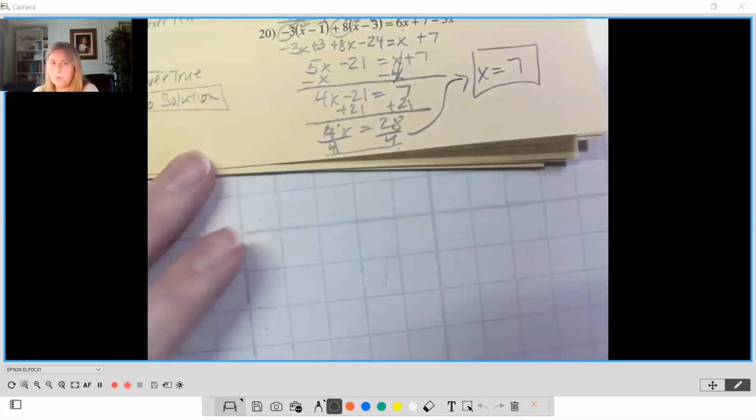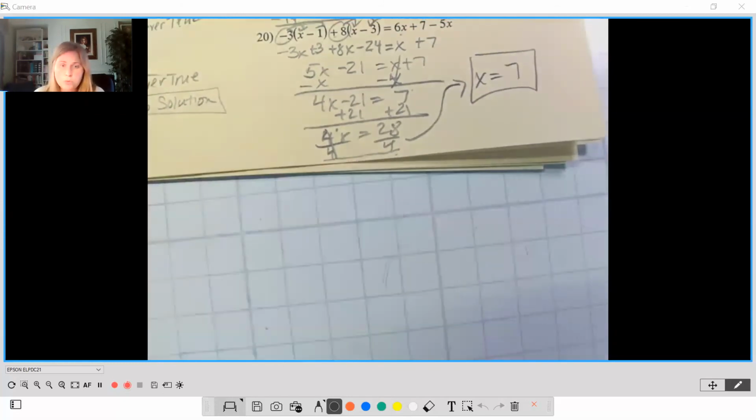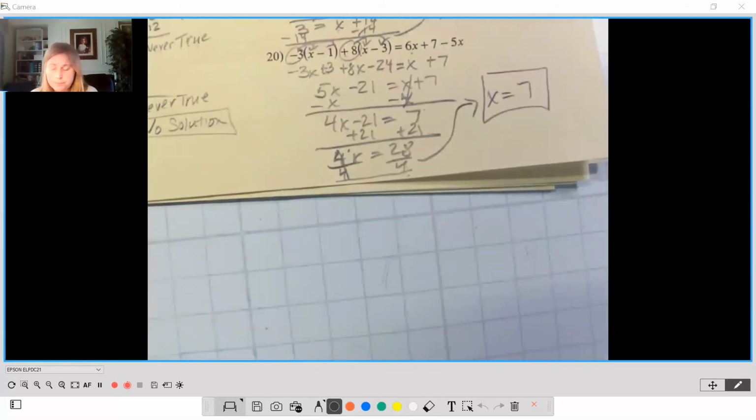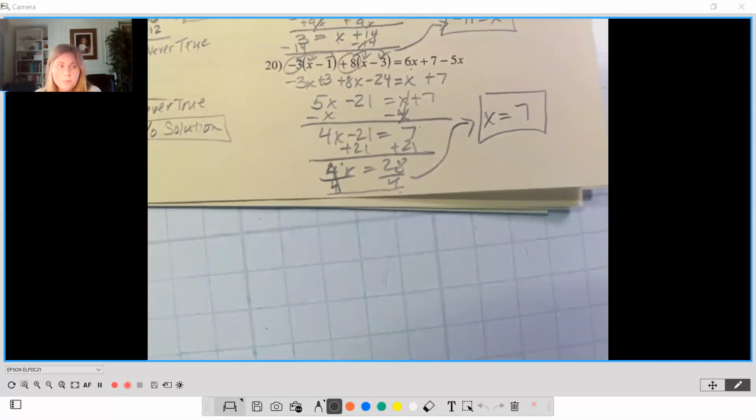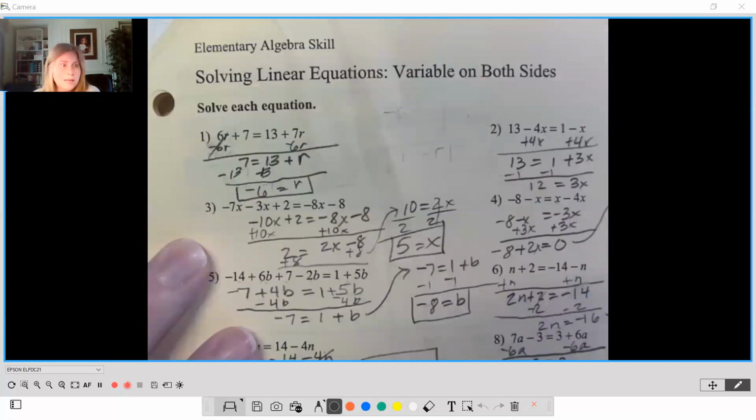So that is when you have variables on both sides, remember first we want to simplify each side first by distributing and combining like terms. And then once it's all simplified, we use our order of operations in reverse. Okay, so that is solving linear equations with variables on both sides.